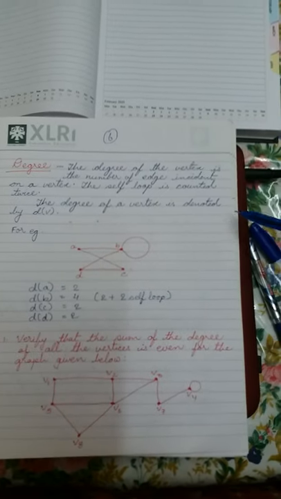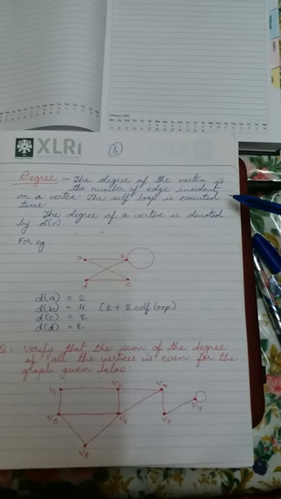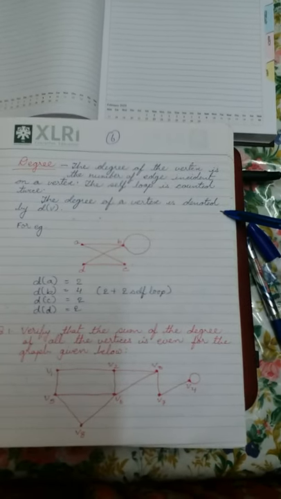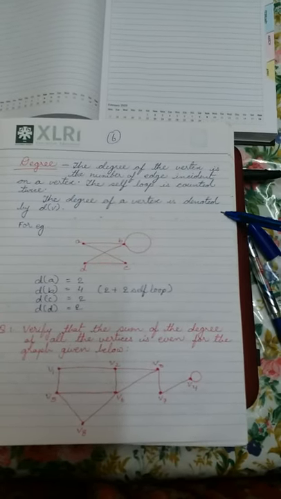Degree. The degree of a vertex is the number of edges incident on a vertex. The self loop is counted twice. The degree of a vertex is denoted by d(V).